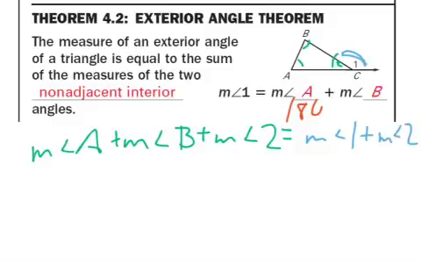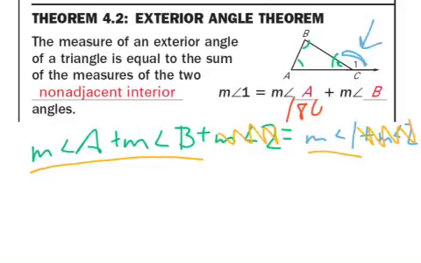Okay? So, if we take away angle 2 from both sides, we end up with angle 1, our exterior angle, equals the measure of angle A plus the measure of angle B. So, whenever you have an exterior angle, in this case, angle 1 is our exterior angle, it will equal the sum of the two remote interior angles.